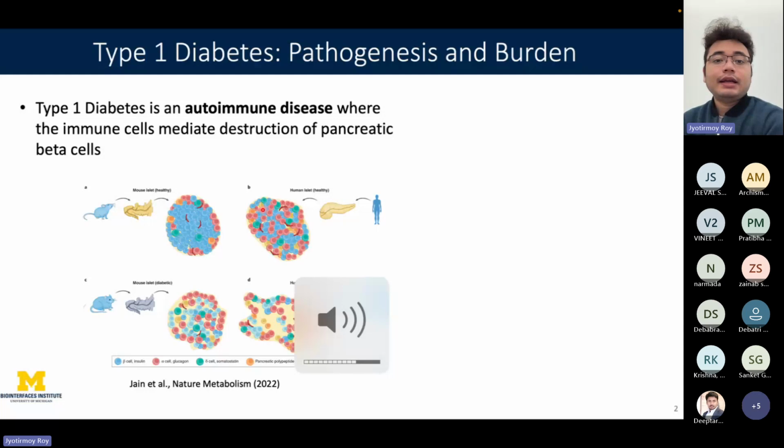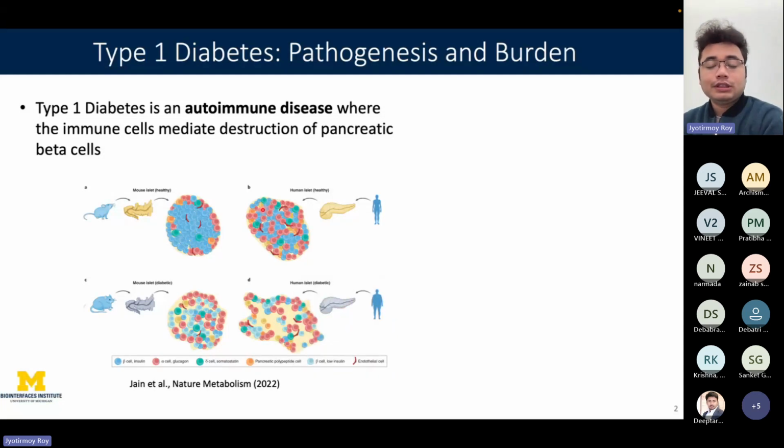Type 1 diabetes, unlike type 2, is an autoimmune disease which has been linked to various genetic mutations. What happens is that the immune cells of your body, which in normal circumstances are supposed to fight off bacteria, infections or viruses, undergo some rewiring, which causes them to go and destroy the pancreatic beta cells. As a result, the insulin level in the body comes down, and the glucose level shoots up. So this is the pathogenesis of type 1 diabetes.